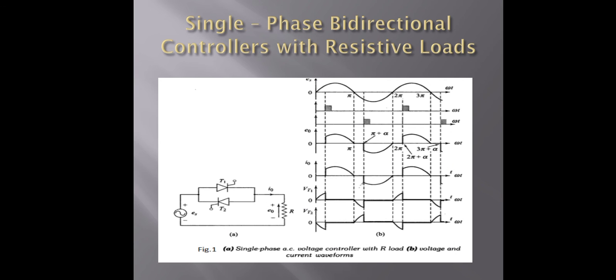Next is the single phase bidirectional controller with resistive load. Here are the circuit diagram of the single phase AC voltage controller with R load, and the voltage and current waveforms. The DC input current can be prevented by using a bidirectional controller, that is the single phase full wave controller with resistive load, as shown in the figures.